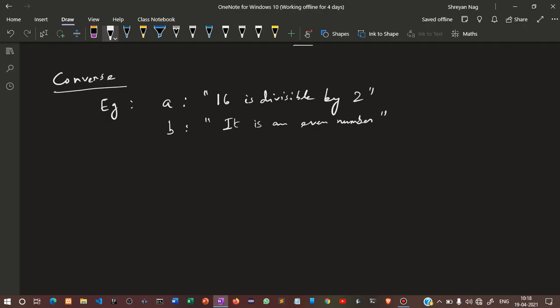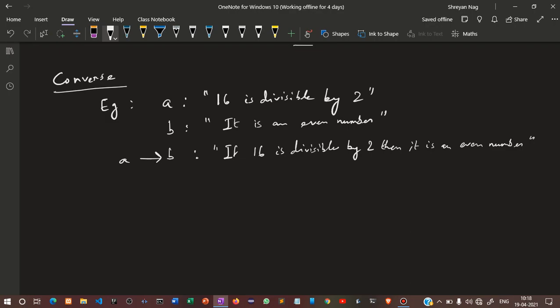So how would you write A implies B? We will write like this: if 16 is divisible by 2, then it is an even number.